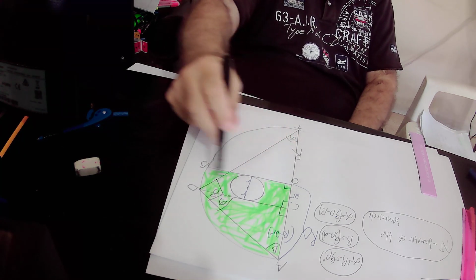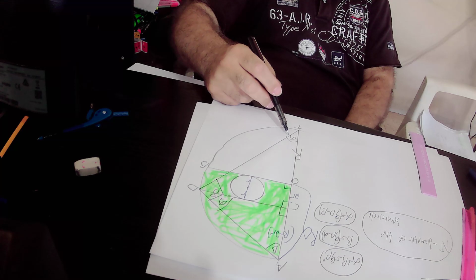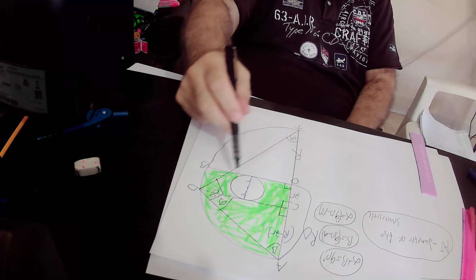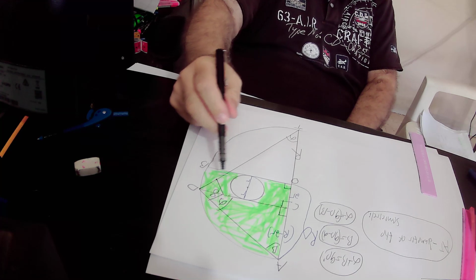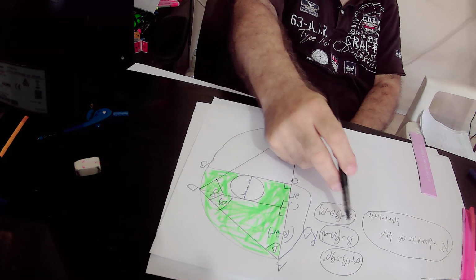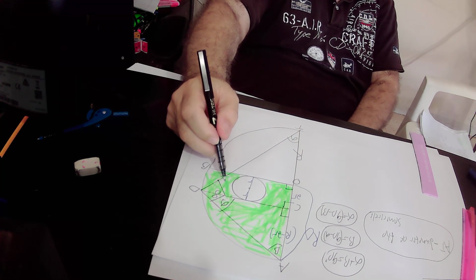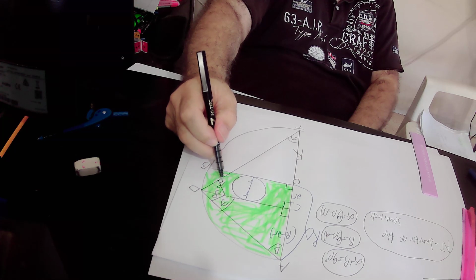In the right triangle, triangle CDT, this angle equals alpha. This angle equals 90 degrees, therefore this angle must be equal to 90 degrees minus alpha. But we have already found out that 90 degrees minus alpha equals beta, so we can write here that this angle equals beta.